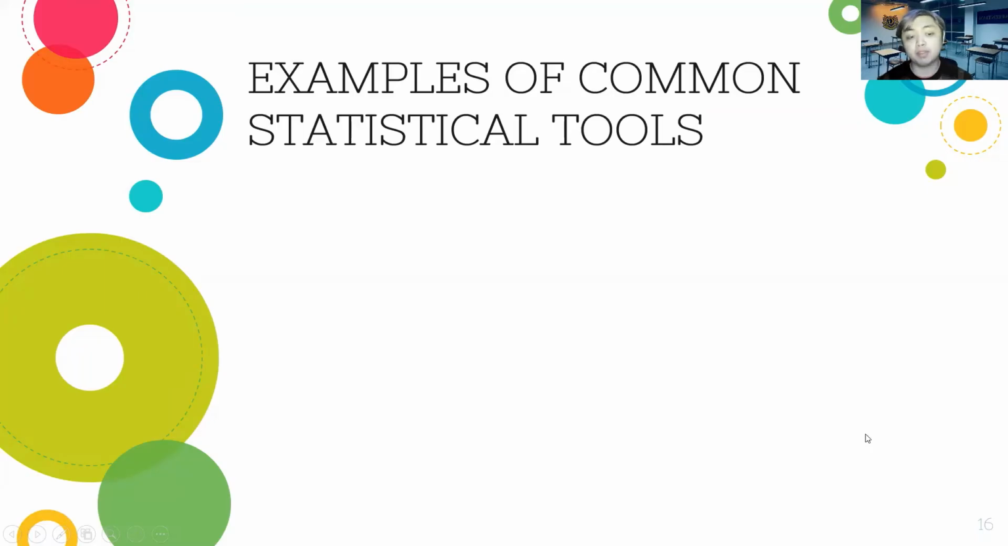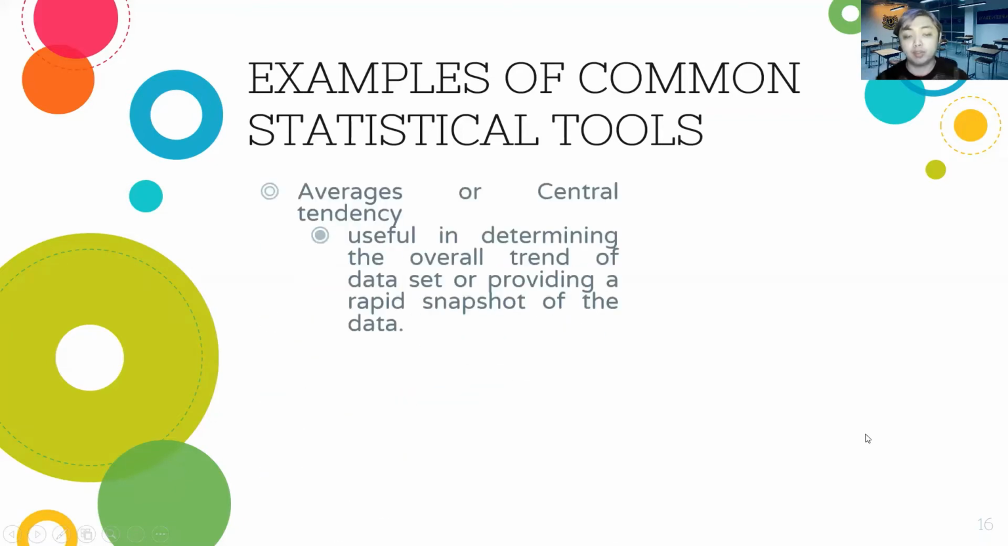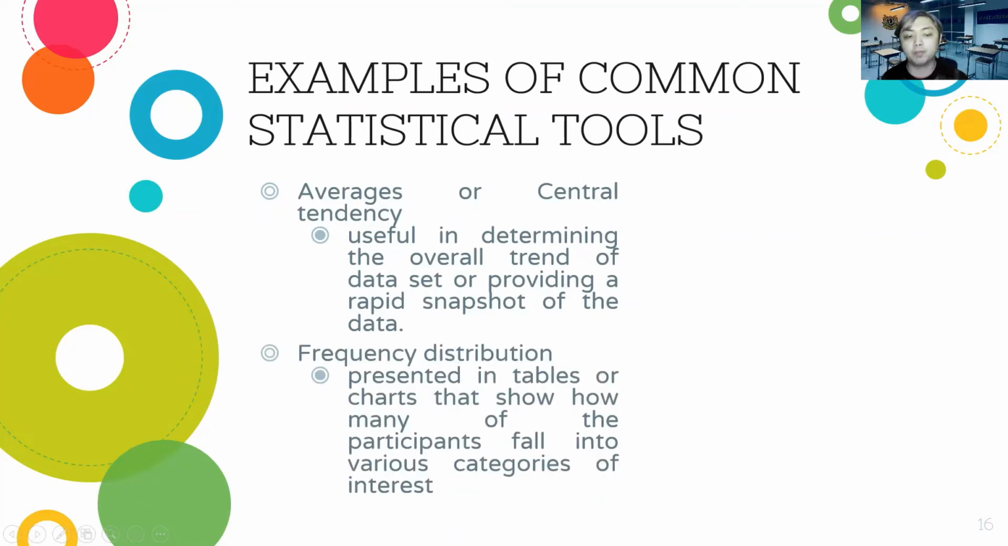Here are examples of common statistical tools that we can use for our data. First is the use of averages or central tendency, the mean, median, or mode. It is useful in determining the overall trend of a data set or providing a rapid snapshot of the data. So if we are going to combine them together, what is the central idea that the data is presenting? So it can be a mean, a median, or the mode.